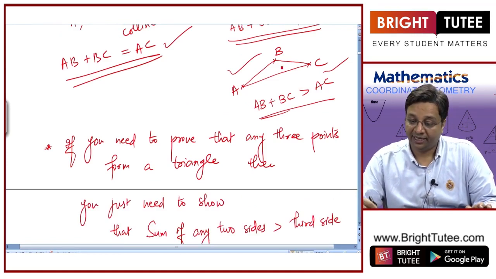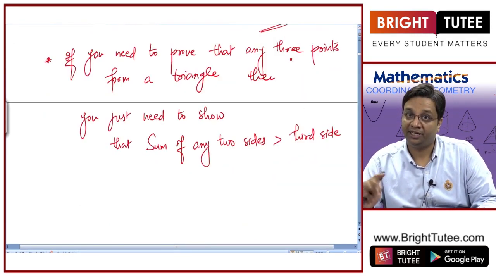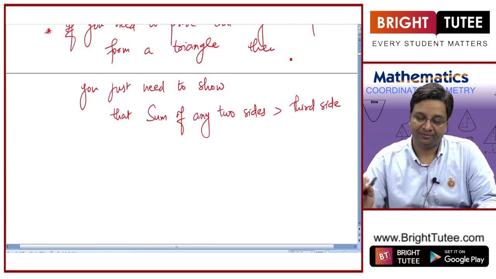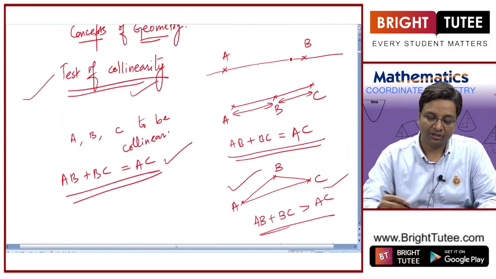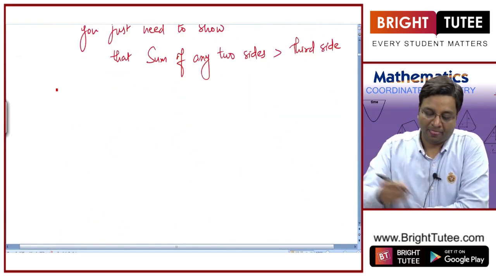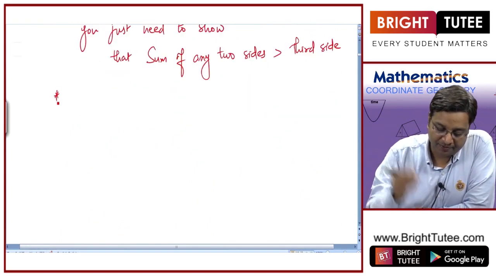And similarly, AC plus AB will be greater than BC, and the third situation also. So the sum of any two sides will be greater than the third side for 3 points to form a triangle, right? So these two results you have to take care of. Let's look at other things.